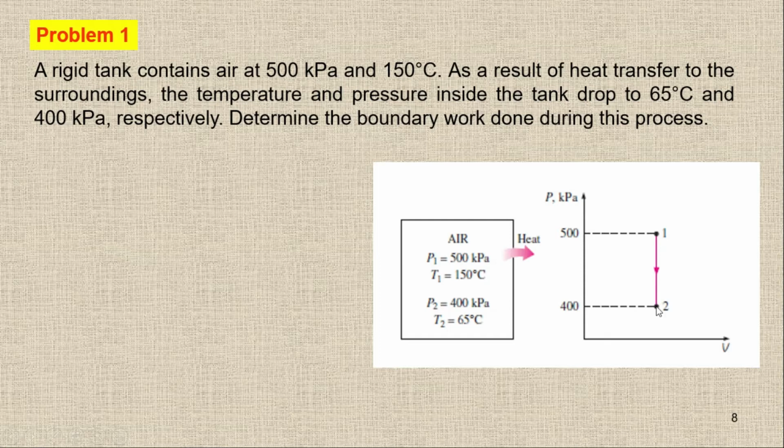So if we have the constant volume process, the boundary work is 0. There is no need to solve any other thing, simply because dV is 0, so boundary work is 0. I'm not going to check any other data, because we have the boundary work and we have the rigid tank. For a rigid tank we have dV equal to 0. That's why the boundary work is equal to 0.